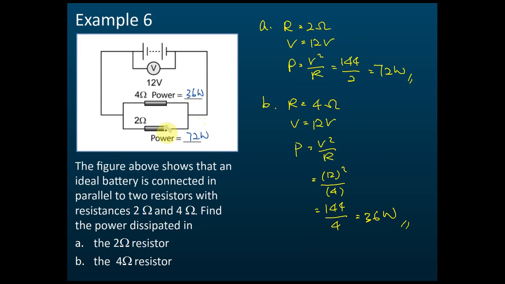The one with lower resistance has higher power. In series circuits, lower resistance, lower power. In parallel circuits, lower resistance, higher power.